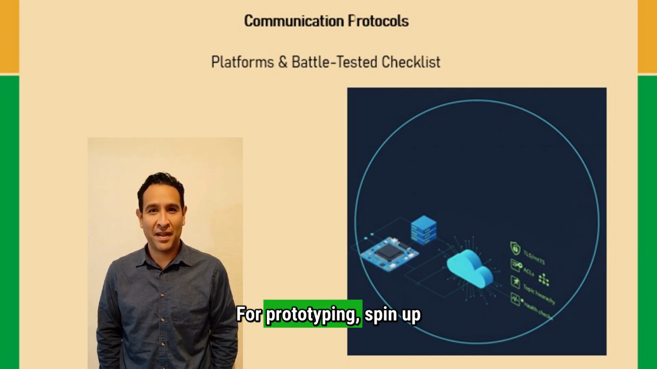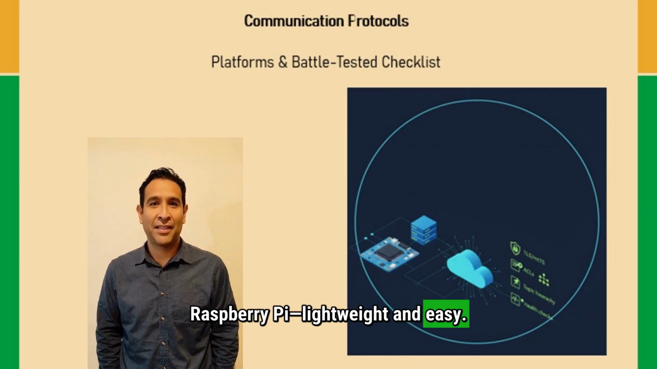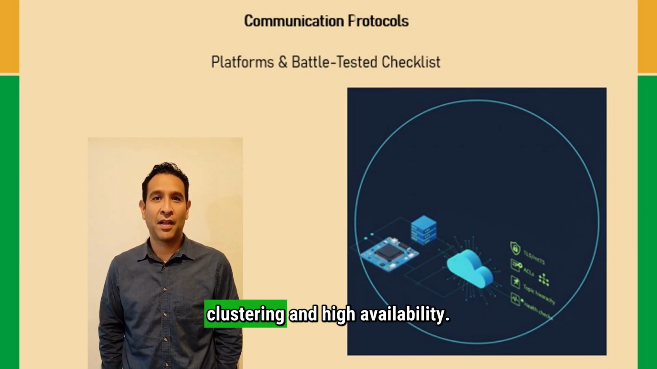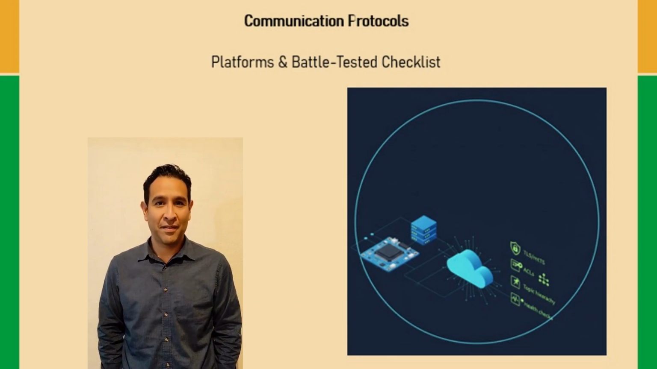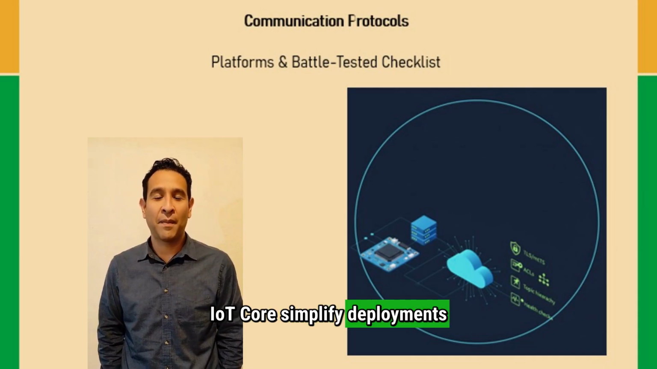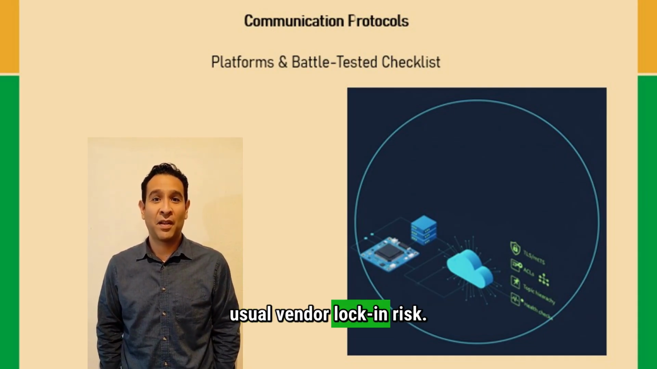For prototyping, spin up Eclipse Mosquitto on a Raspberry Pi, lightweight and easy. For scale, look at EMQX or HiveMQ with clustering and high availability. Managed services like AWS IoT Core simplify deployments, but may have MQTT feature gaps and the usual vendor lock-in risk.